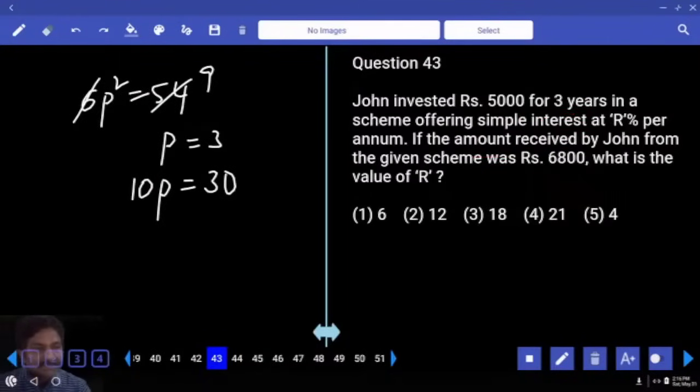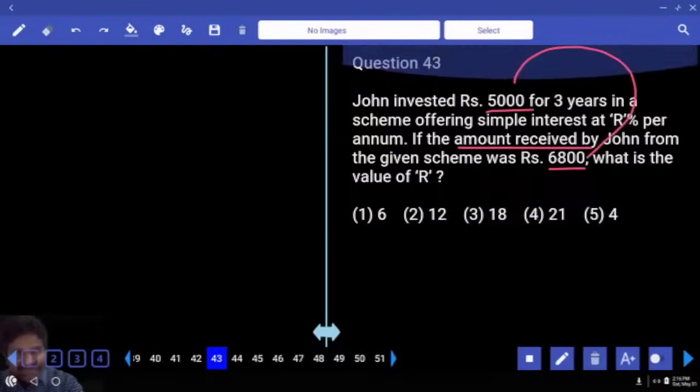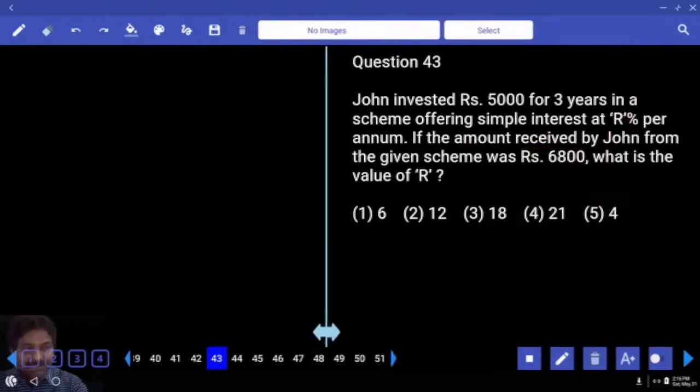John invested 5,000 for 3 years in a scheme offering simple interest at 8% per annum. If the amount received by John from the given scheme was 6,800, what is the value of R? This is principal. 6,800 is amount received. So how much interest is there? 1,800 interest in how many years?